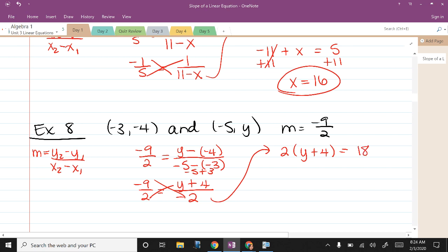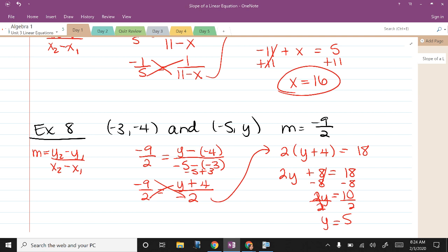Now what do we do? Distribute. What's 2 times y? 2y. What is 2 times 4? 8 equals 18. Very good. So 2y equals 10, and then y equals 5. And I'm going to plug it in over here and check it. 5 plus 4 is 9. 9 over -2 is the same thing as -9/2. Right?